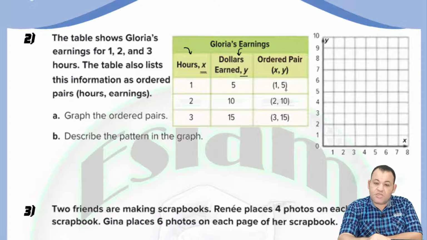So we can represent that by using the ordered pair 1 and 5. Then 2 hours, it will be $10. 3 hours will be $15. So for the first part, we need to graph.